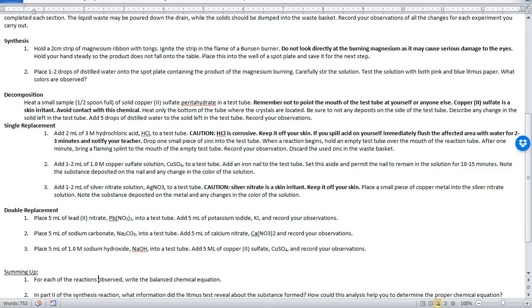So we're putting two pieces together. Okay, two or more pieces and you're producing a single product. And so you had a piece of magnesium ribbon, you put it in your tongs, and you put it in the flame where it produced a very, very bright light. So what we need to do is figure out what was on our reactant side. So obviously we have magnesium.